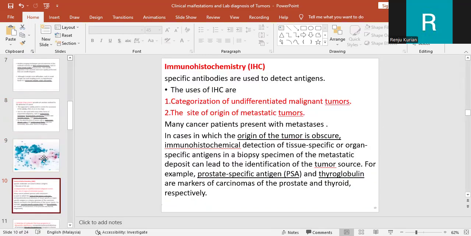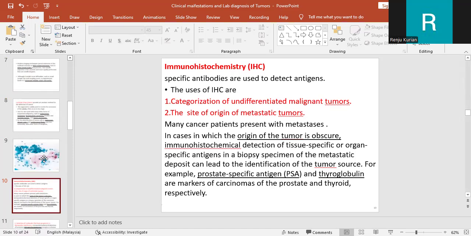So as I have told, the three common investigations used for diagnosis of neoplasm include pap smears, FNACs, and biopsies. But if you make a diagnosis by biopsy, it has to be confirmed by immunohistochemistry before we give the treatment to the patient. Immunohistochemistry is a technique whereby antibodies are used to detect antigens present in tumor.